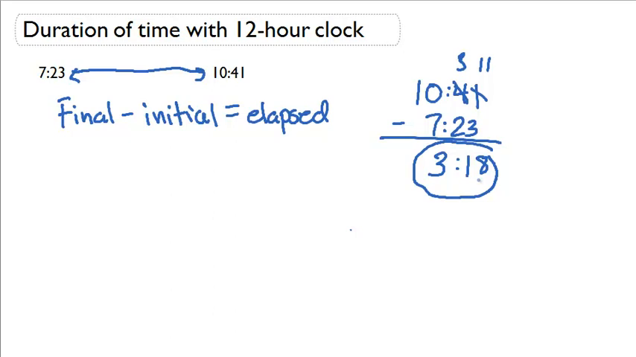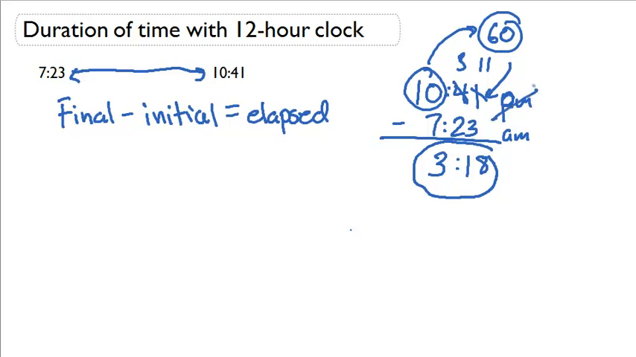Be sure you remember, sometimes you can borrow minutes from the hours. But when you borrow an hour, you got to turn it into 60 minutes and add it to here. So make sure you remember that. And sometimes with AM and PM, so for example, if this is PM and this is AM, you can borrow 12 hours from the PM.